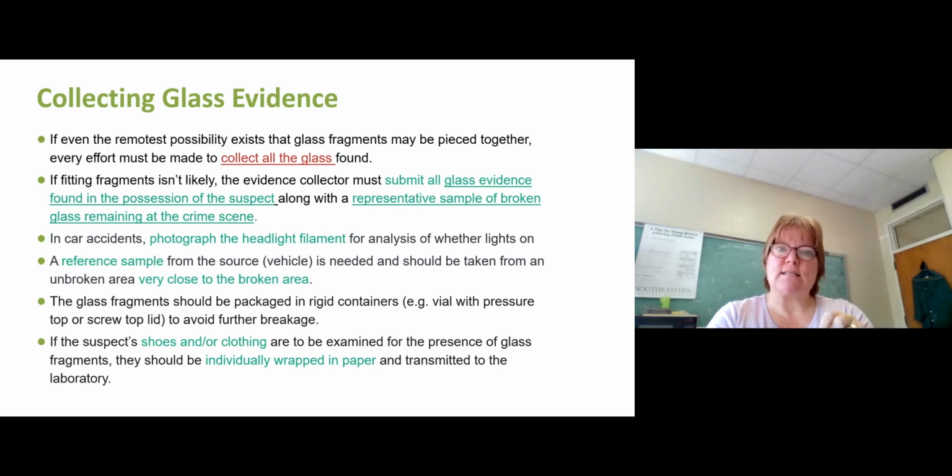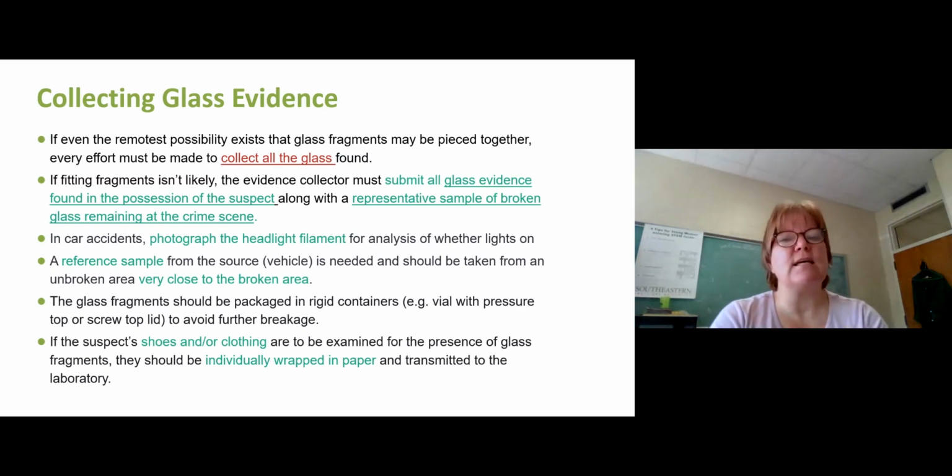Also, if it's a car accident, we do care about whether the lights were on or not. If the headlights are broken, it turns out that photographing the headlight, the light bulb itself, can tell us from the analysis of it if the headlights were on at the time of impact or off. Obviously, for liability reasons, that's pretty important. So we would be photographing the headlights if the headlights are broken.